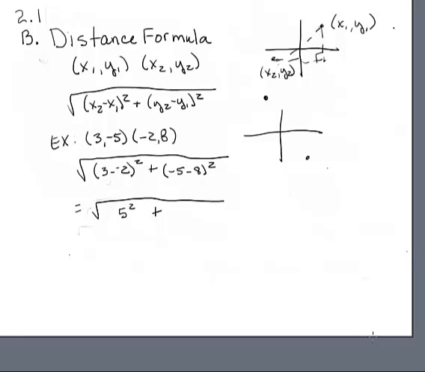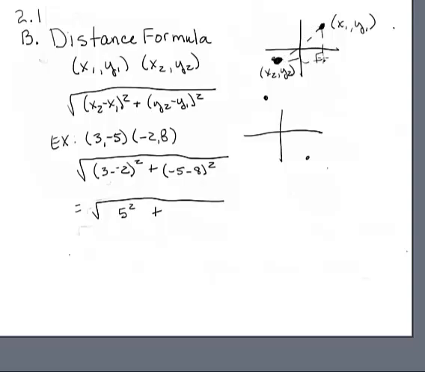Section 2.1, Part B, the distance formula. Today we're going to be learning how to find the distance between 2 points. So if you look here to the right, I have 2 points, x sub 1, y sub 1. That's this point right here. And I have another point right here. This is x sub 2, y sub 2. And I want to find the distance between there.